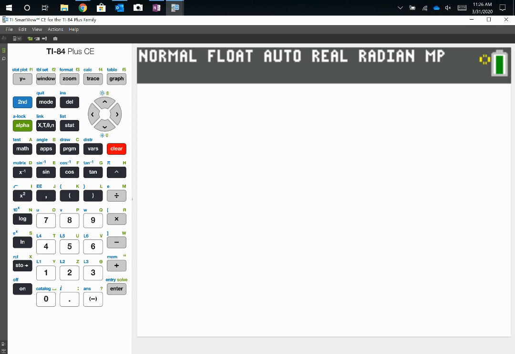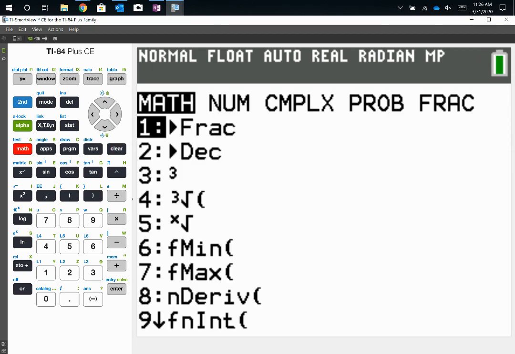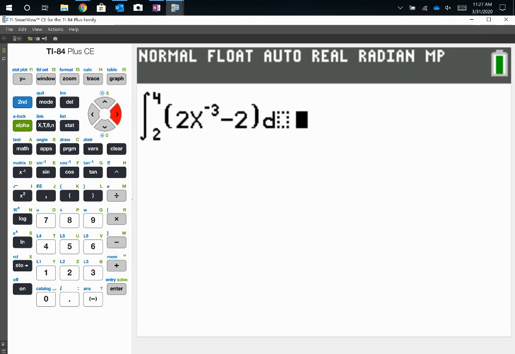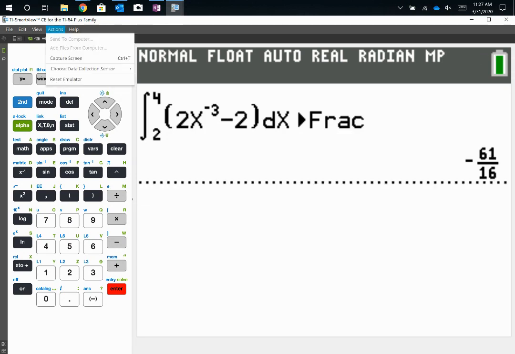Clear this. Math, 9, between 2 to 4, 2x to the power -3 minus 2 dx. Math, fraction, answer. And we get -61 over 16.